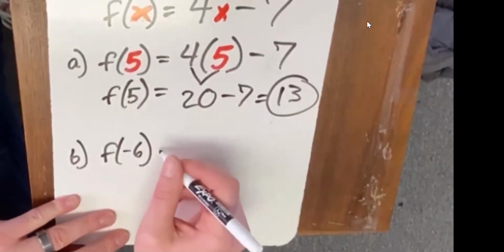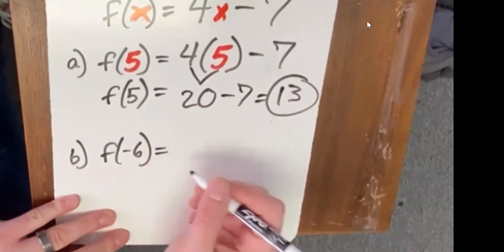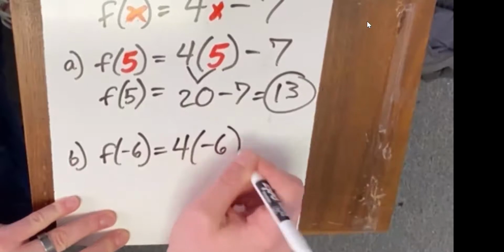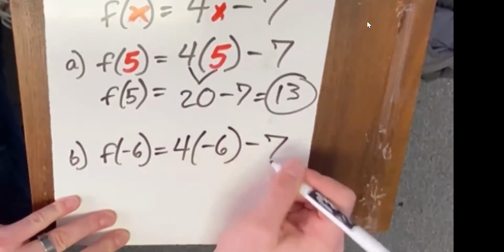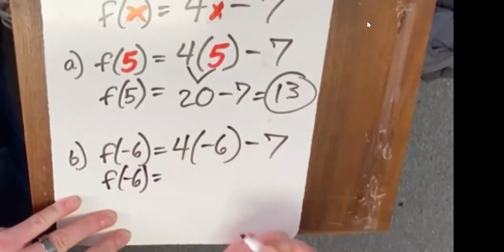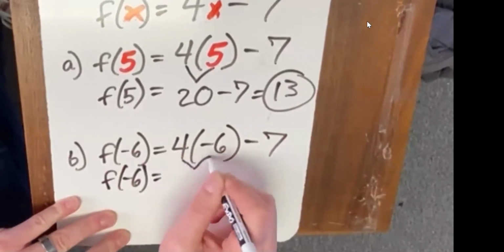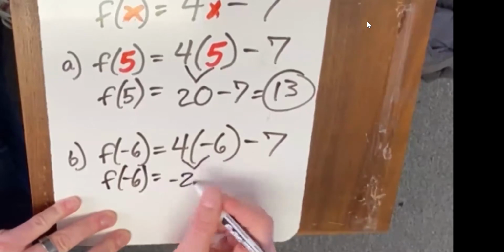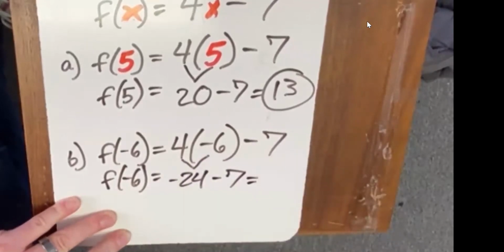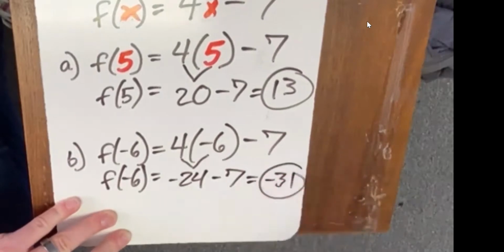For f of negative 6, we would write 4 times -6 minus 7. First things first, 4 times -6 is -24 minus 7. Two negatives, it's just going to make a bigger negative number. So -24 minus 7, that's going to be -31.